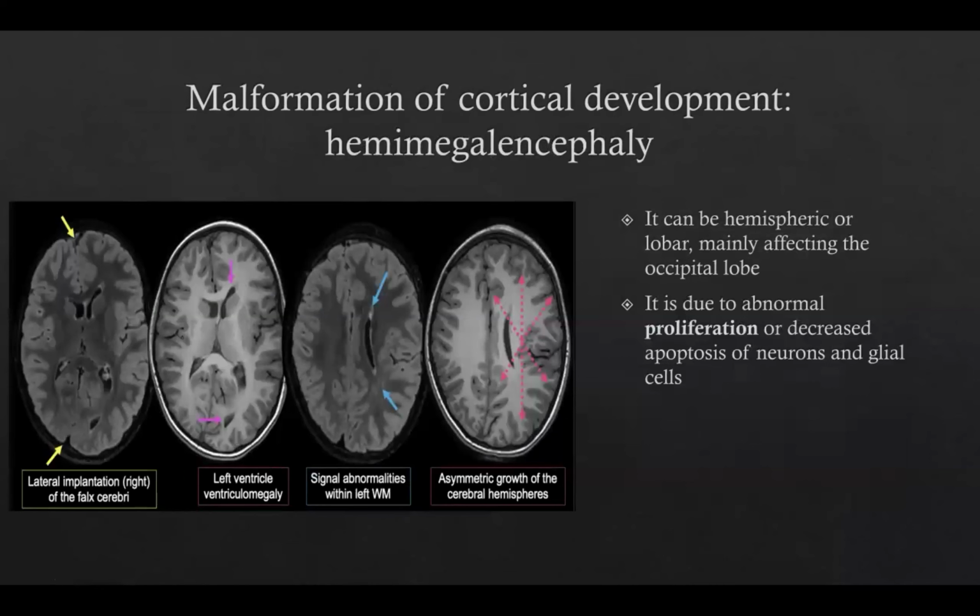Okay, another type of malformation of cortical development is hemimegalencephaly. In hemimegalencephaly, we have asymmetric growth of the cerebral hemispheres. On top of that, we might also have some ventriculomegaly on the side that is affected. There could also be some signal abnormalities. And this abnormal enlargement of the hemicerebrum would cause lateralization of the falx cerebri. So if you see one side is a little bit bigger, think of hemimegalencephaly.